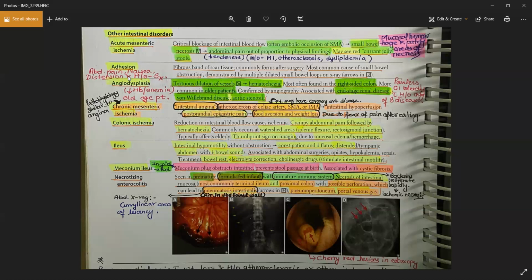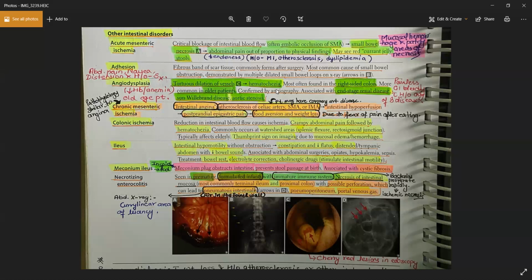Yes. Then comes the angiodysplasia. As the name suggests, angio means blood, dysplasia means abnormal growth. So this is an abnormal growth of the blood vessels. It is a tortuous dilation of the blood vessels, right? And because the blood vessels are involved, that can cause bleeding and hematochezia. Bleeding stools would be there, right?